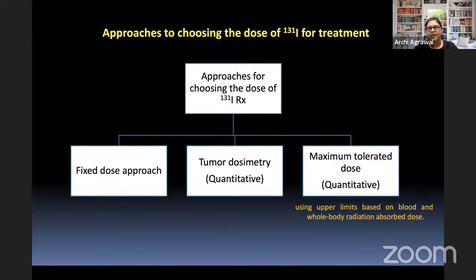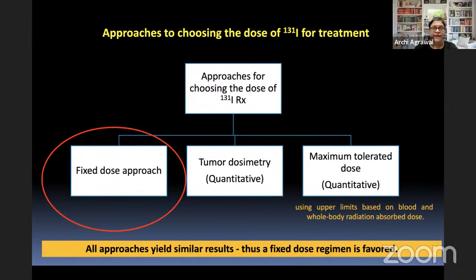So you calculate what is the expected amount of dose that you want to give to the tumor site, and based on that, you calculate the dose, or based on maximum tolerated dose. So using the upper limits based on the blood and the whole body radiation absorbed dose to the lungs also, you can calculate the dose. But all these 3, whether you're doing a tumor dosimetry or going by the maximum tolerated dose or using a fixed dose approach, they yield similar results, and therefore the fixed dose approach is favored, because that is easy, it's not cumbersome, you don't have to do so much of calculations, and you can directly treat the patient with whatever amount of radioactive iodine that you have planned for the patient.